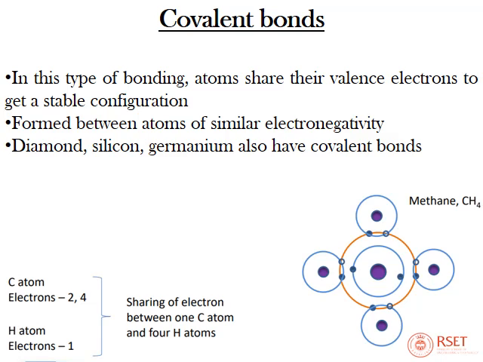So we can see examples like diamond, silicon, germanium also have covalent bonds. Diamond is one of the hardest materials. We can see covalent bonds to be stronger, providing the atom with the stronger bonds.